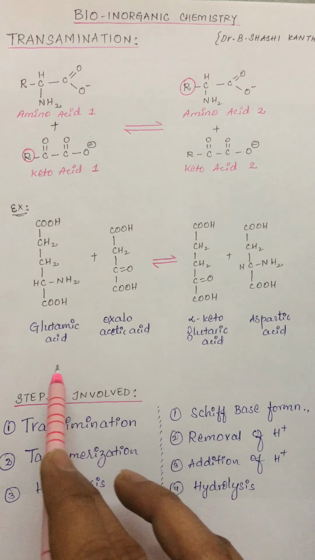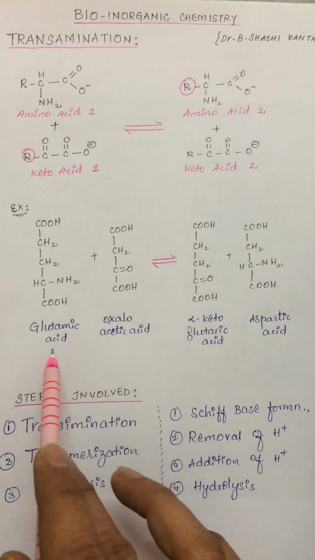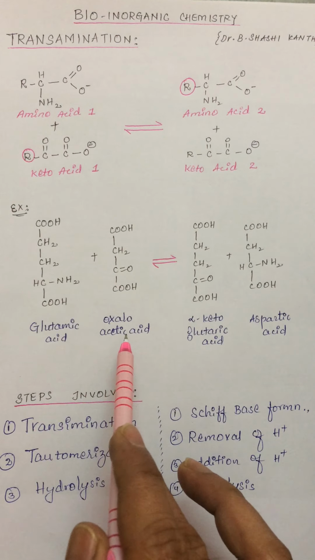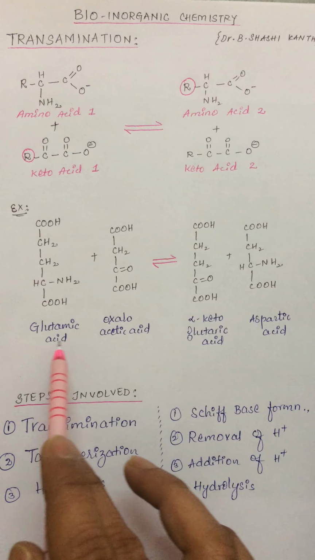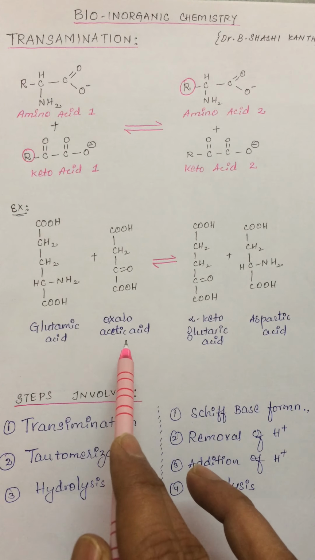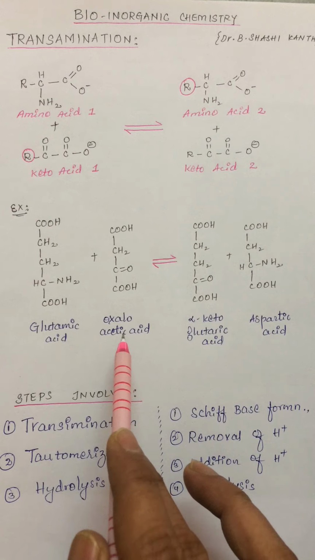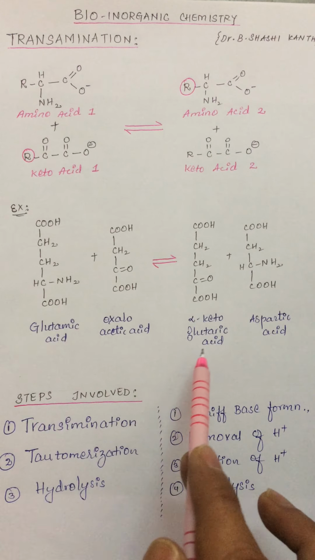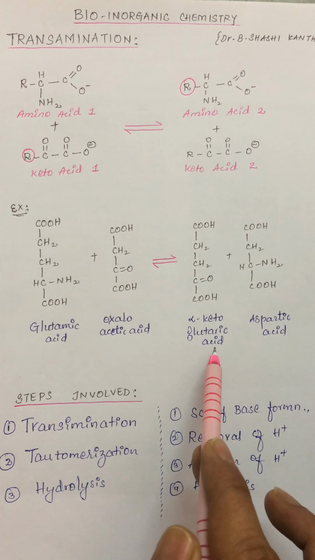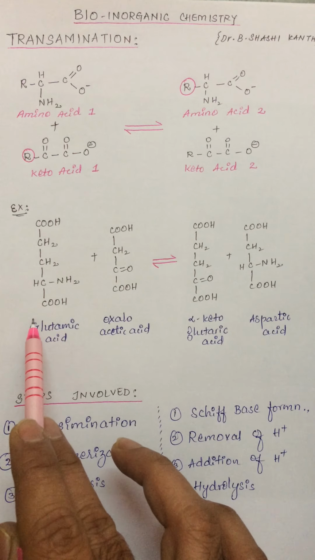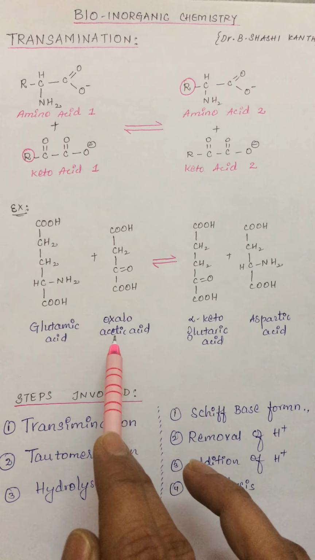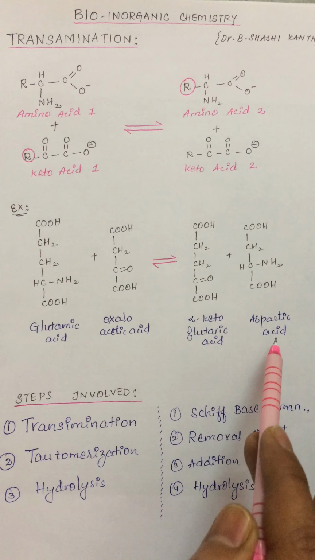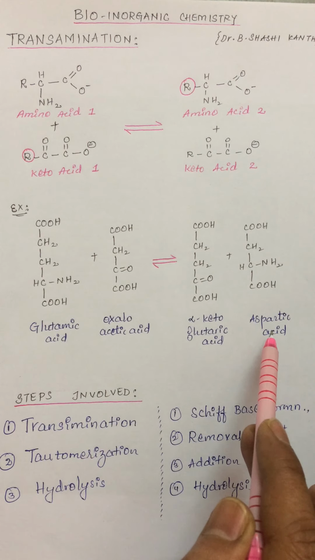Let me take one example. Glutamic acid and oxaloacetic acid are reacting, where glutamic acid is considered the donor, whereas oxaloacetic acid is considered the acceptor, acting as a keto acid. Glutamic acid is converted into alpha ketoglutaric acid, which is the keto acid version of this amino acid, whereas the oxaloacetic acid is converted into aspartic acid.